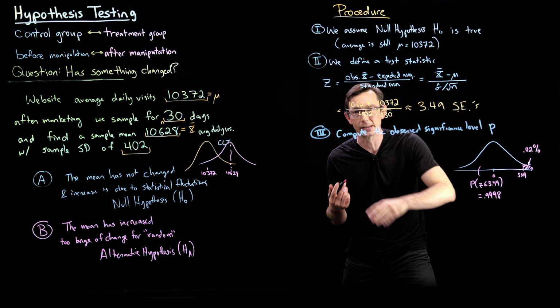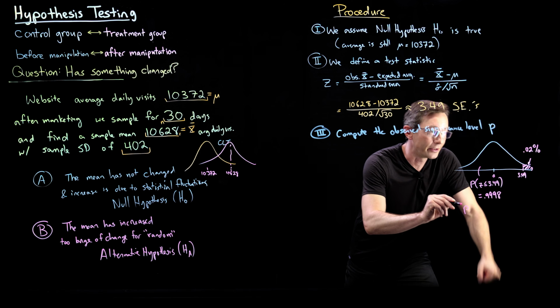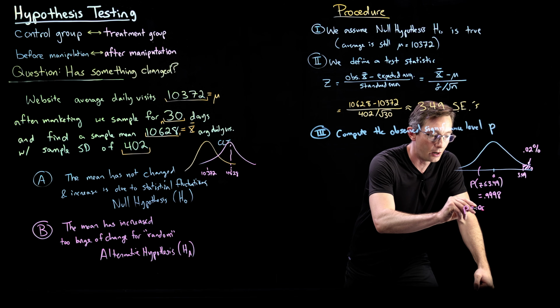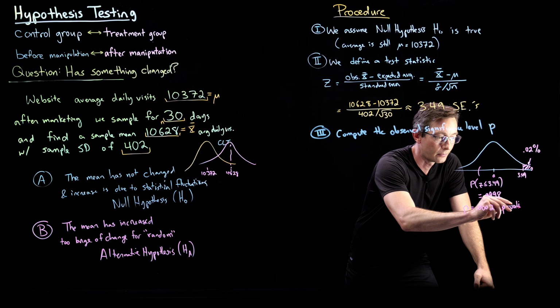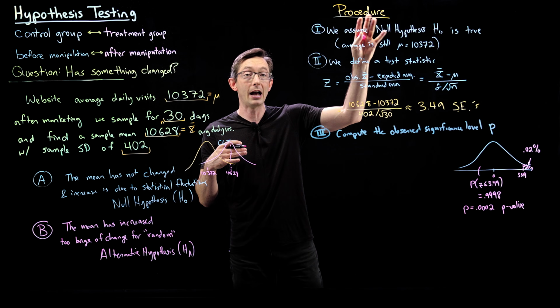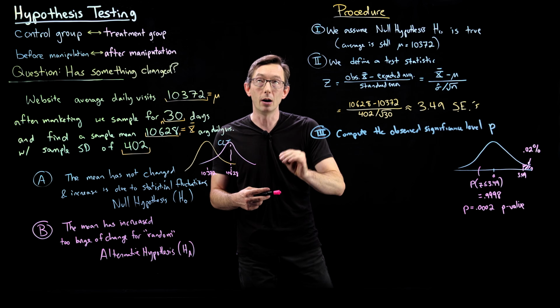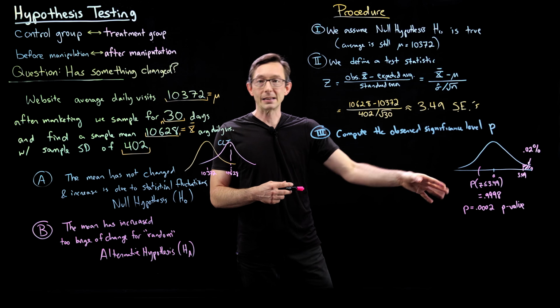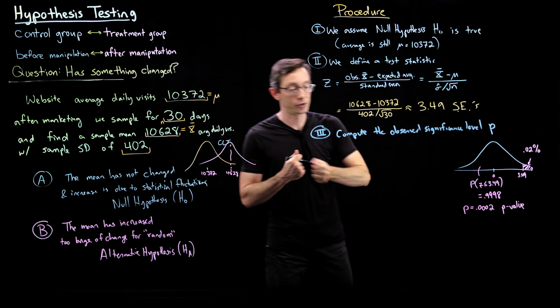Actually, my p-value is the small value. So the p-value is this little tiny number, 0.0002. This is my p-value. And it's the probability of this null hypothesis being true. The probability of my null hypothesis being true is 0.0002. That's my p-value. That means it's extremely unlikely that the null hypothesis is true.